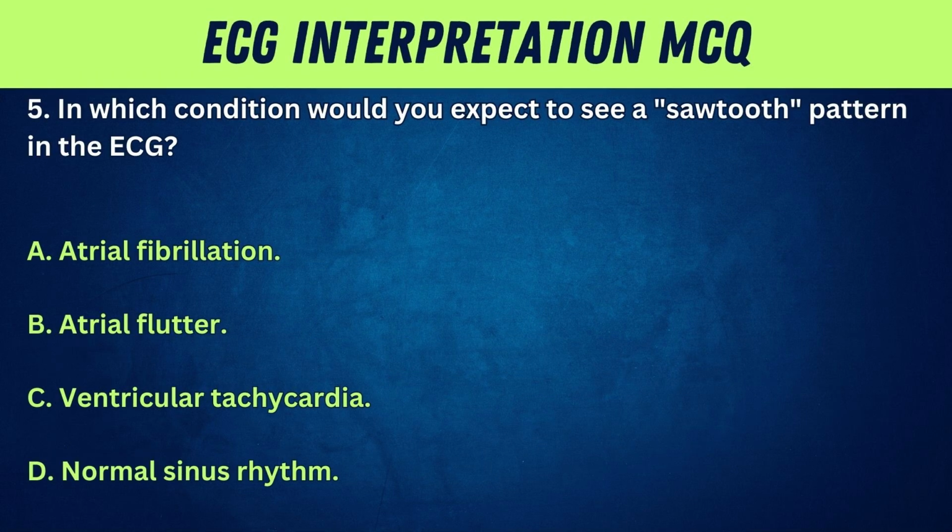5. In which condition would you expect to see a sawtooth pattern in the ECG? A. Atrial fibrillation. B. Atrial flutter. C. Ventricular tachycardia. D. Normal sinus rhythm.